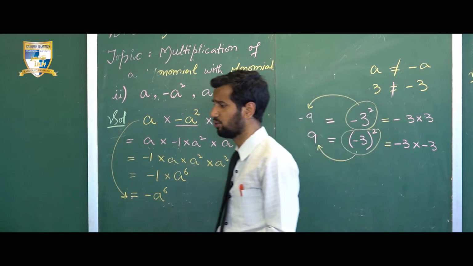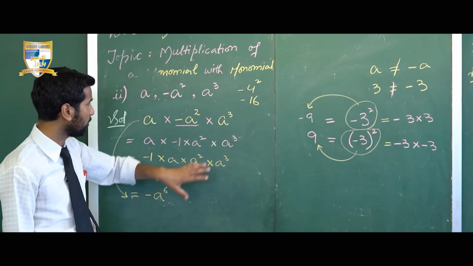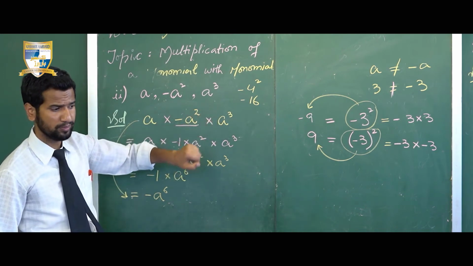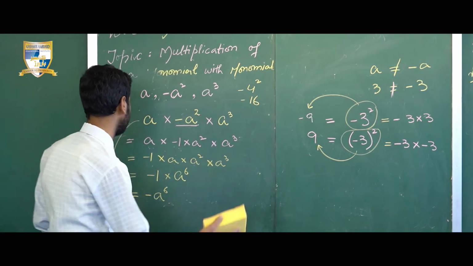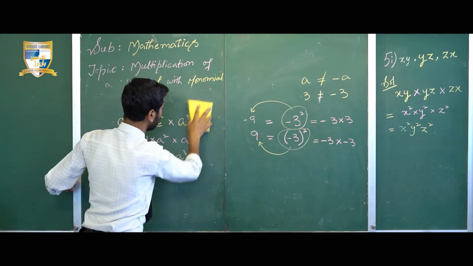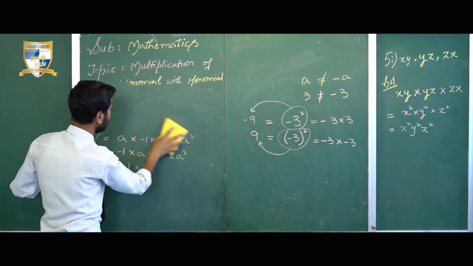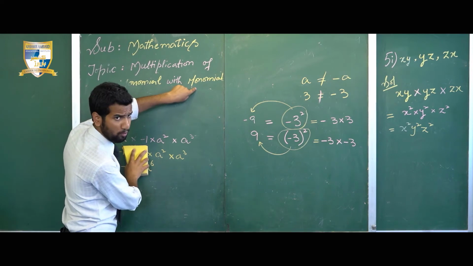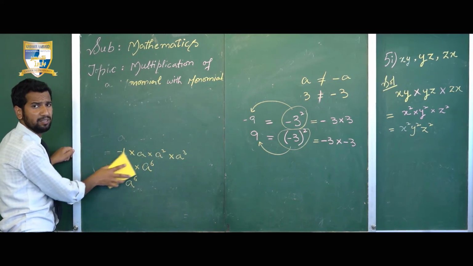So rest of the parts in question number 5 are self attempt. So that is the end of exercise 9.2. And now we are moving towards exercise 9.3. Now 9.3 is also based on multiplication. But this time it's not monomial with monomial, but this time it's monomial with any n term polynomial.